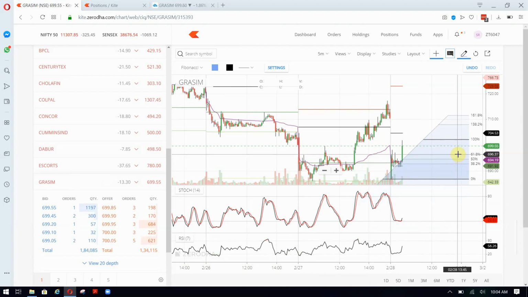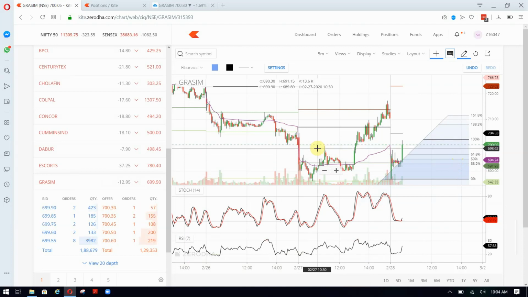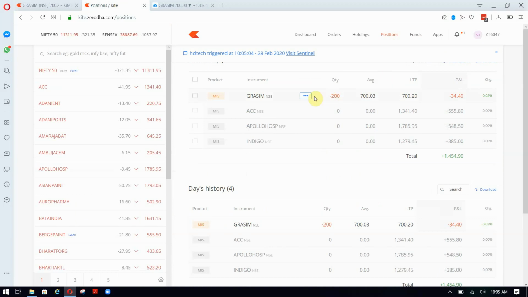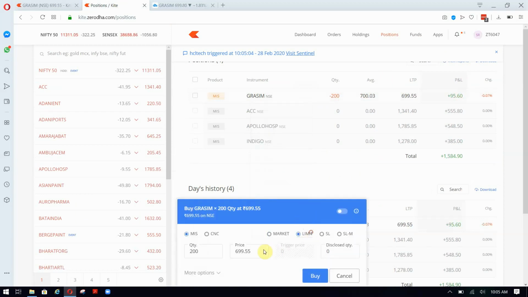So 61 percent. Yes, I can keep a target of 61 percent, but considering this, I will keep my exit price at this place, 697.90. So exit at 697.90.